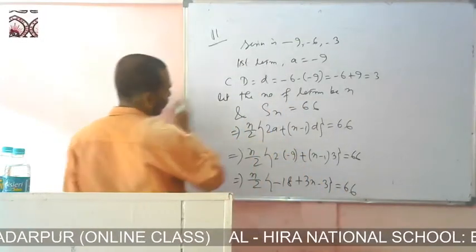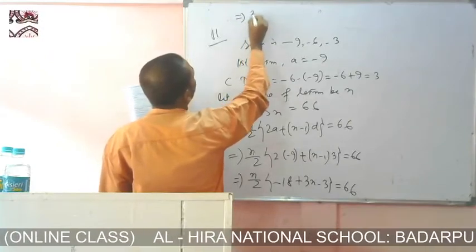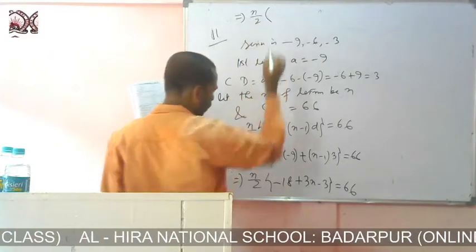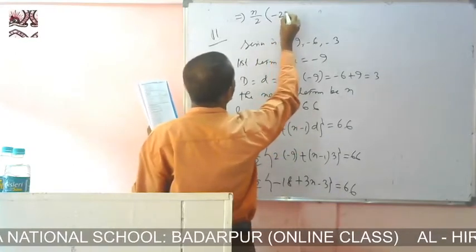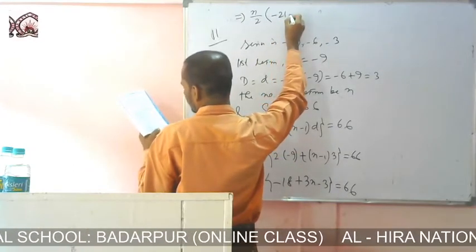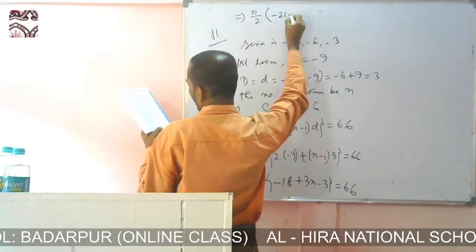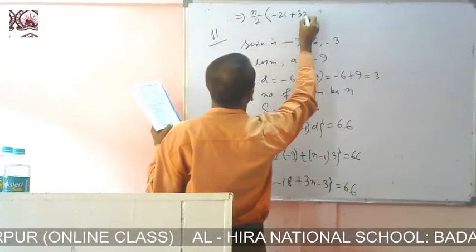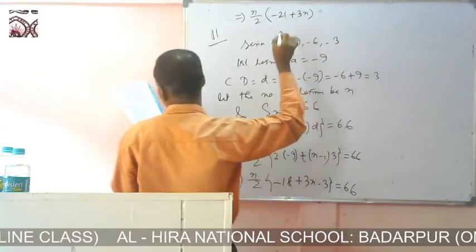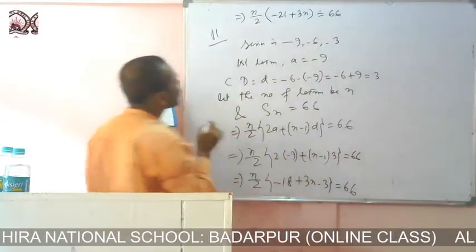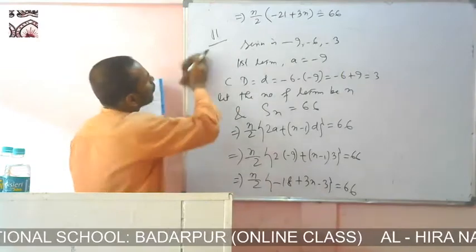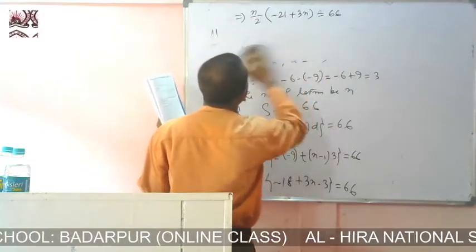So it is n by 2 into minus 18 minus 3, this is minus 21, plus 3n is equal to 66. So from this we can take common.